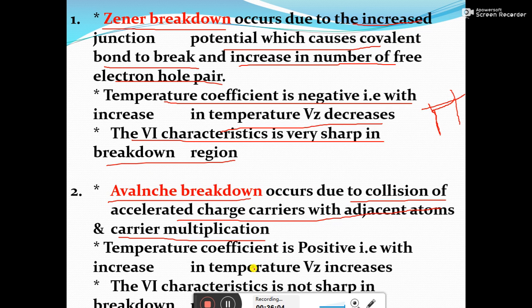And the temperature coefficient is positive here, which was negative in the case of Zener breakdown. It is positive in the sense that with increase in the temperature, the Vz value also increases, and the VI characteristics are not as sharp as in the case of Zener breakdown. Okay.